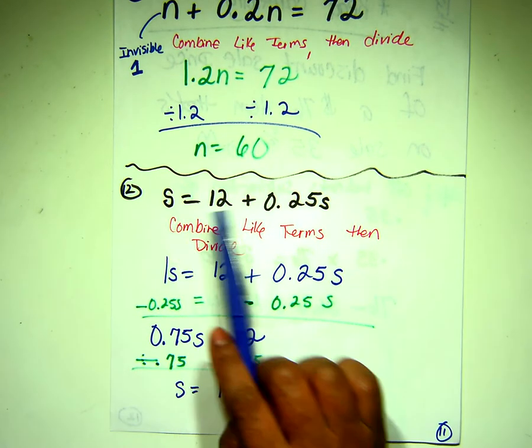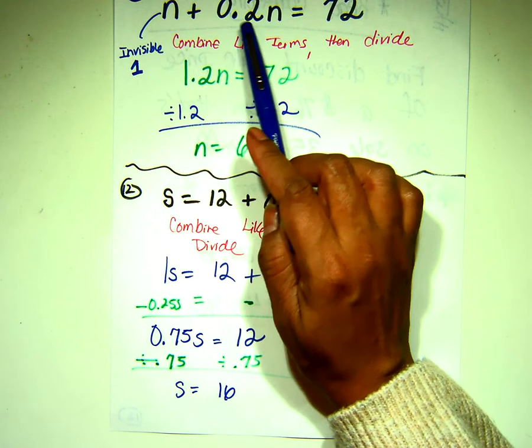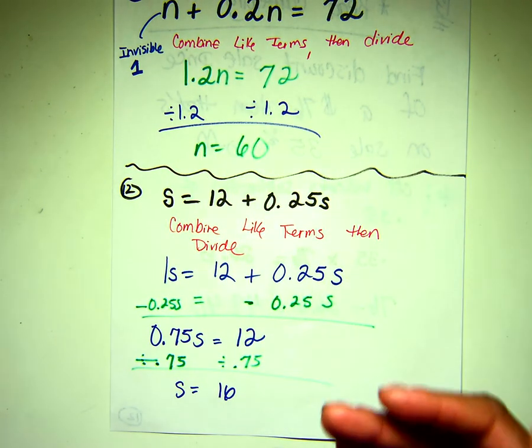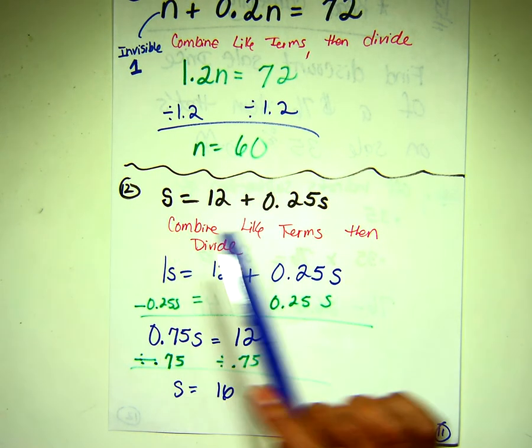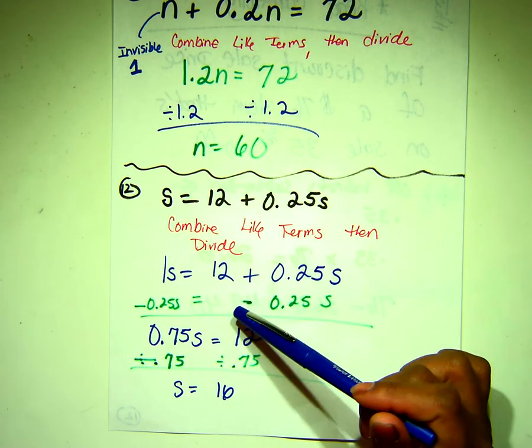Notice how your variables are on opposite sides of the equal sign versus this one. My n's were on both the same side. But when they're on opposite sides, we have to do opposite operation. So remember, this is an invisible 1. We're going to subtract 0.25 from both sides like I did right here.